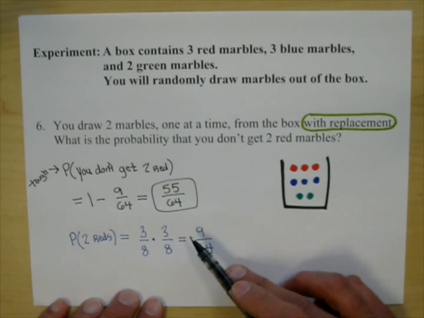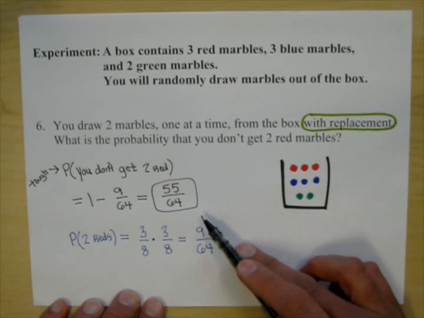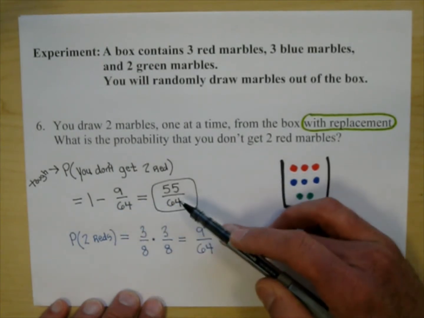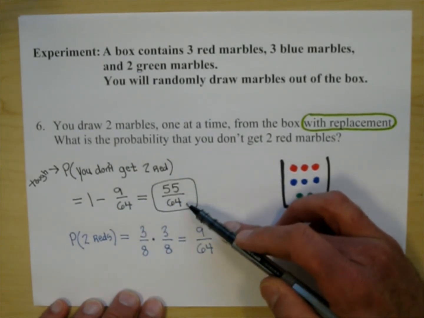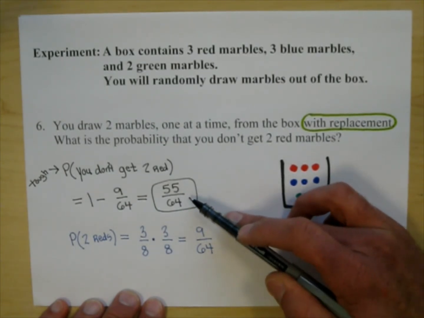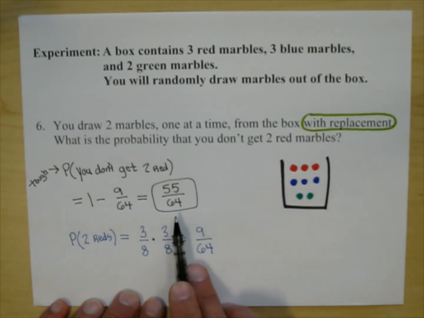And I'm going to tell you a little theorem of number theory and probability. When you're doing complementary probabilities, if the complementary probability is reduced and you go 1 minus that, then this one will also be reduced. Okay? So our probability and its complementary probability will always have the same denominator. So there's our final answer, 55 over 64.